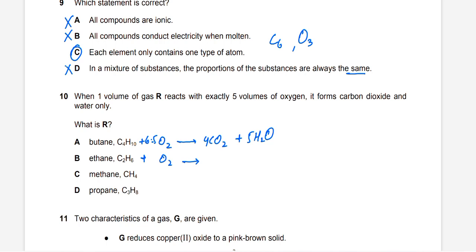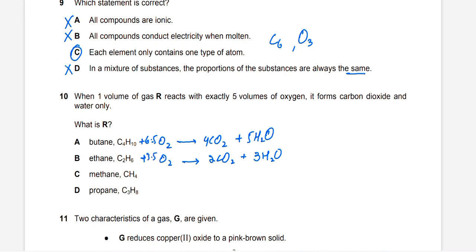Ethane plus O2, I'm writing here. What will happen? 2 carbon will be converted into 2 carbon dioxide, and 6 hydrogen will form 3H2O. So 2 twos are 4 and 3 ones are 3. 4 plus 3 is 7. So here it should come 3.5.